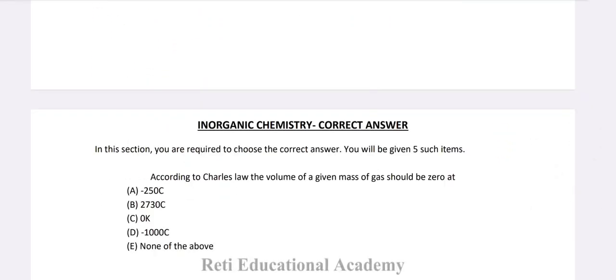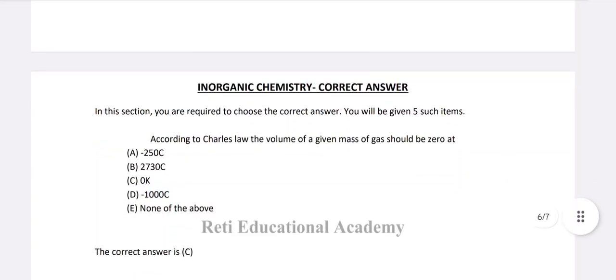Inorganic chemistry, correct answers. In this section, you are required to choose the correct answer. You will be given 5 such items. According to Charles's law, the volume of a given mass of gas should be 0 at: A, minus 250 Celsius. B, minus 273 Celsius. C, 0 Kelvin. D, minus 1000 Celsius. And the right option is C.